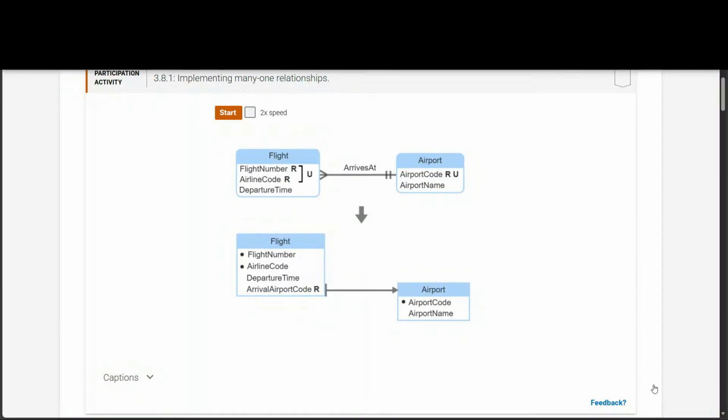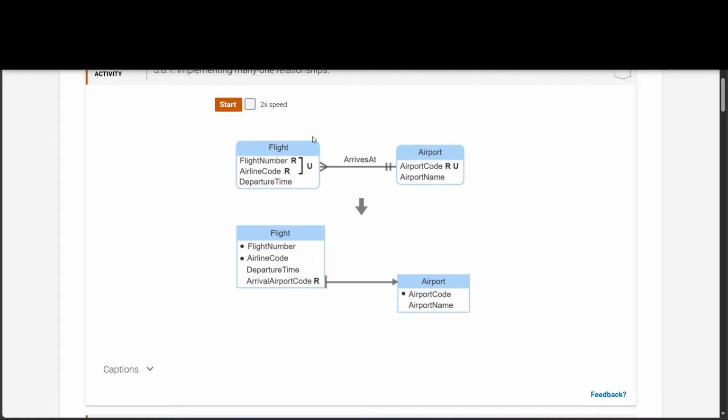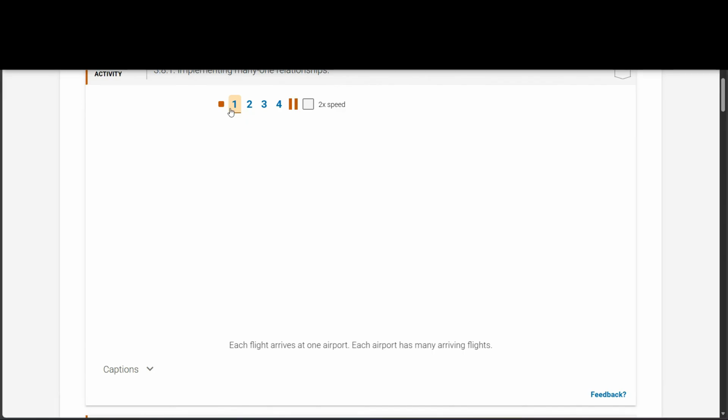So let's look at implementing many-one relationships. Okay? So with this activity, we'll get to understand deeper. So each flight arrives at one airport. Each airport has many arriving flights.